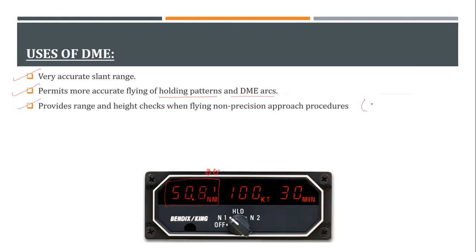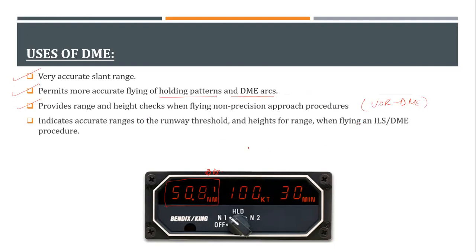We saw that we can ask the VOR and DME to be co-located. Whenever the DME is co-located, you can easily identify what distance you are from the runway. Indicates accurate ranges of the runway threshold with ILS. Facilitates radar identification when the pilot reports his VOR DME position.